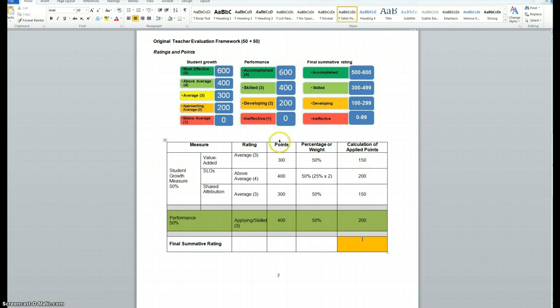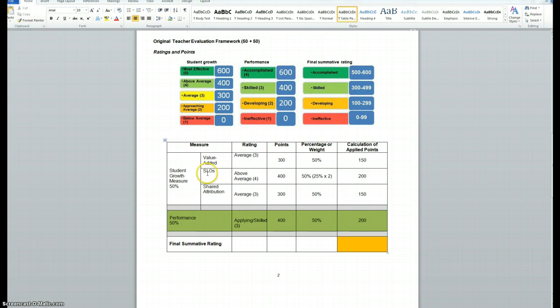So let's go through a couple of scenarios here. In our district, we have different categories of teachers. We have some of you who are straight value added, others of you are doing SLOs, some of you are shared attribution, and we have a fourth category of teachers that is some combination of these. We're just going to stick with these three to start. Let's say you're a value-added teacher and you recently received your value-added rating from the ODE, and you came across in the yellow as average. That earns you 300 points, but remember, that's 50% of that 300 points, so you received 150 points.